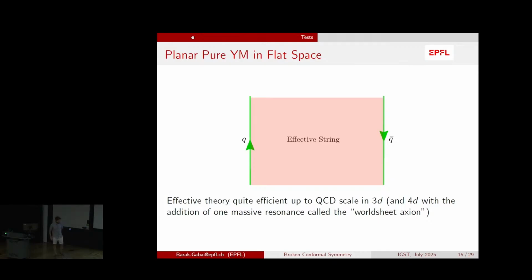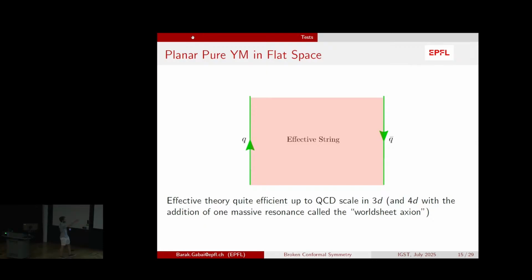So first, let me say why we would care about such a thing. If we start with planar pure Yang-Mills in flat space and we take a probe quark and anti-quark, or a Wilson line and anti-Wilson line, or Wilson line going up and down in time far from each other, between them there will stretch a flux tube that can be well approximated at low energies by effective string theory.